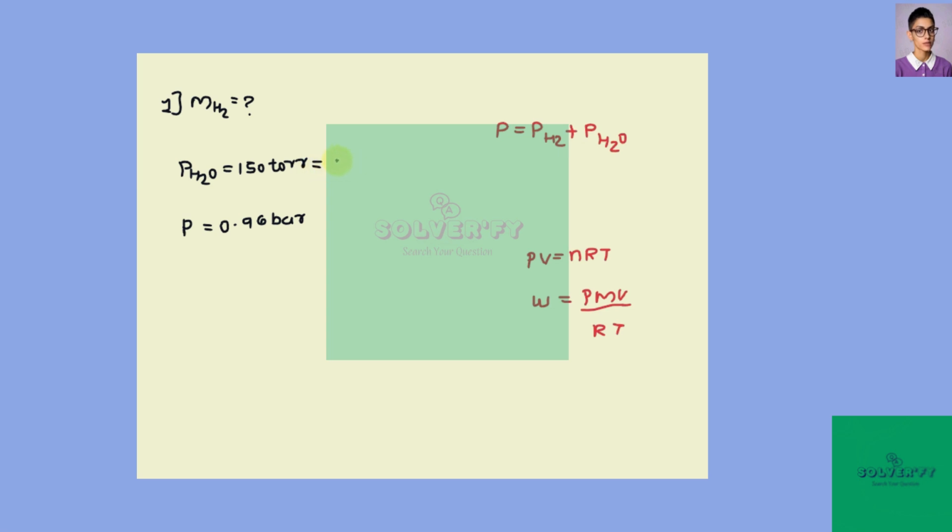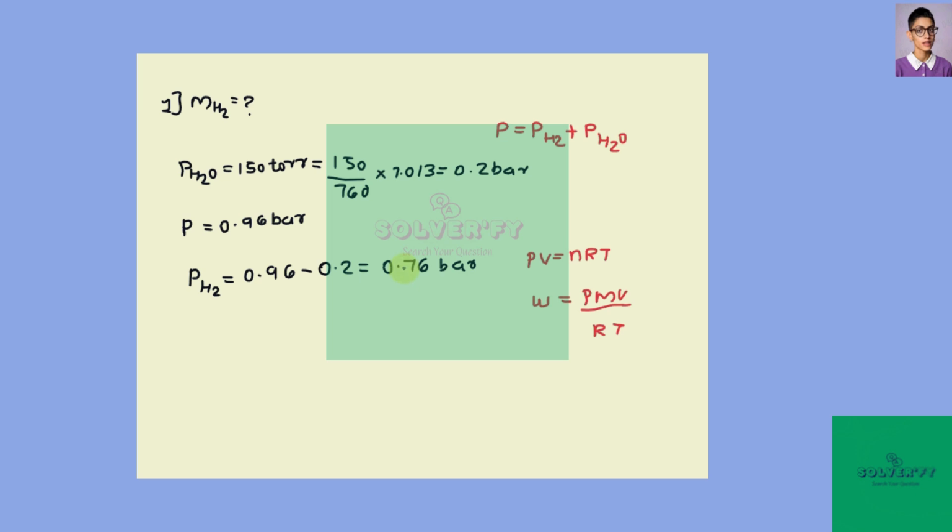On converting 150 torr into bar, we get 150 divided by 760 atm into 1.013, which gives 0.2 bar. As we know the total pressure and the pressure of water, we can find out the pressure of hydrogen. That will be equal to the total pressure 0.96 minus the pressure of water 0.2, and we get the pressure of hydrogen as 0.76 bar.